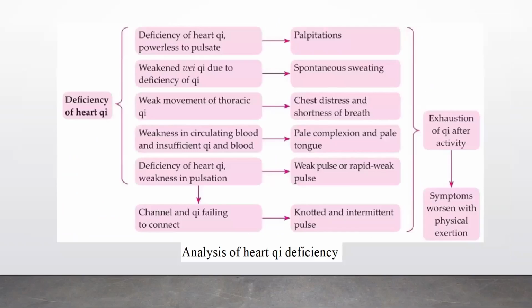So here is the analysis of heart qi deficiency. There is a deficiency of heart qi, powerless pulse, which results in palpitation. Weakened Wei qi due to deficiency of qi causes spontaneous sweating. Weak movement of thoracic qi causes chest distress and shortness of breath. Weakness in circulating blood and insufficient qi and blood cause pale complexion and pale tongue.